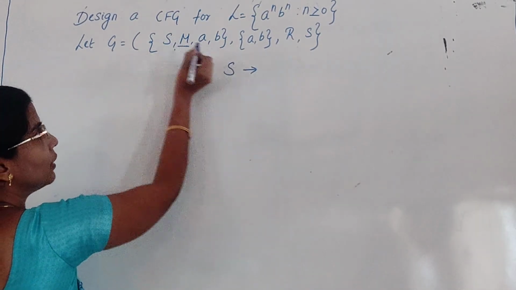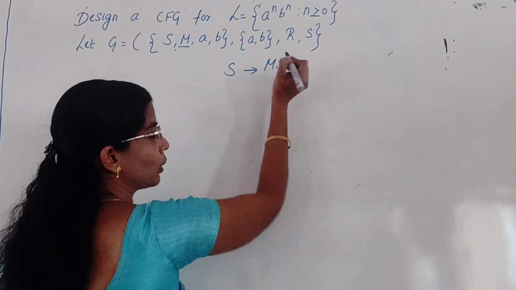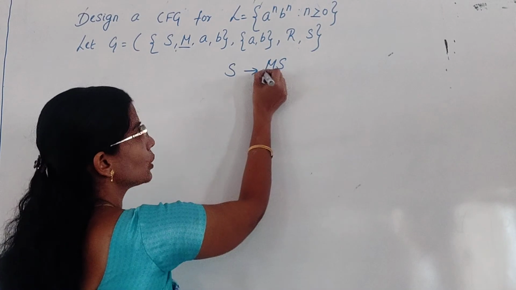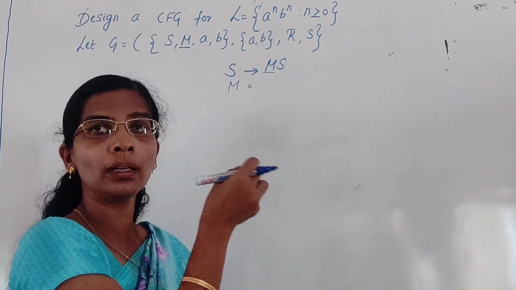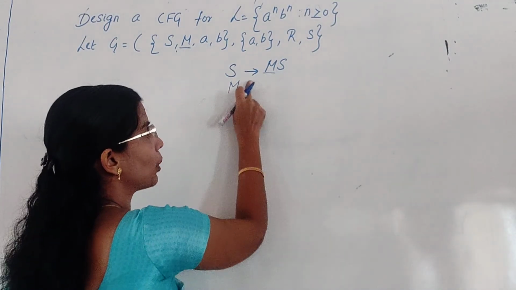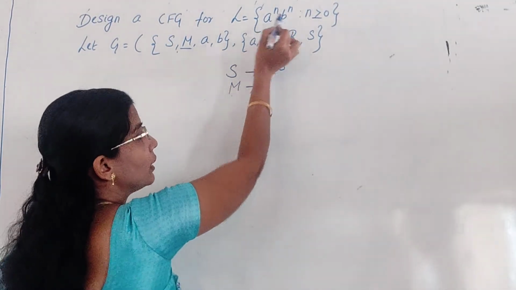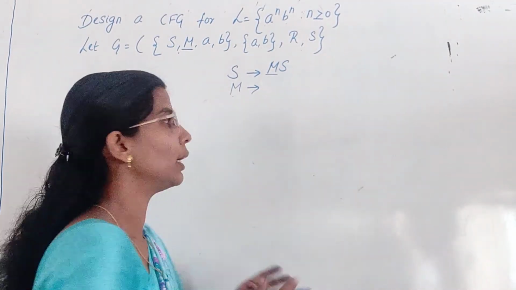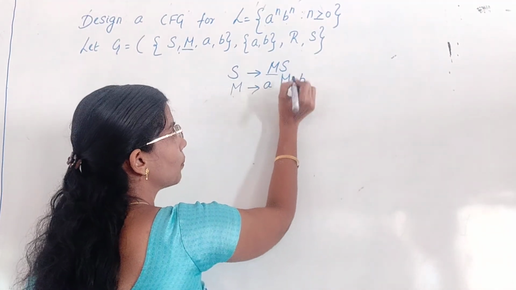First non-terminal given is M, I use M. No other non-terminal, so I use S only. Right? So next is, what could be this M? I should write what is M. For every non-terminal, there should be some production. Right? You should write the productions. What is M? This M I use for generating this A and B. How can I generate? From outside to inside. So I write A, B, where do I write this M? Here.